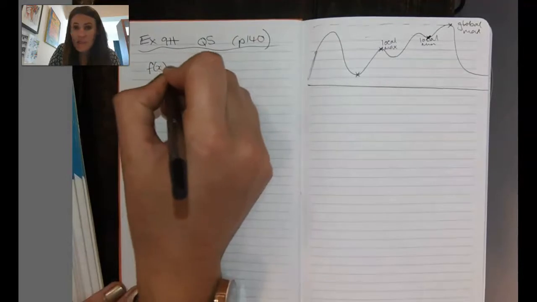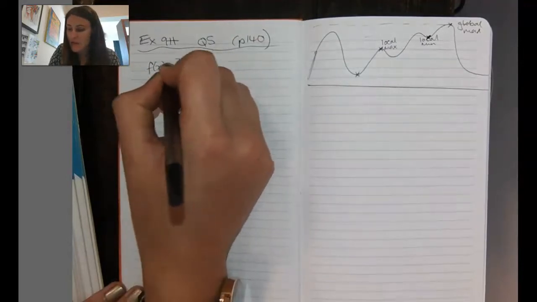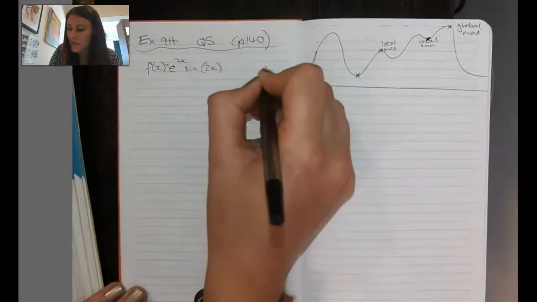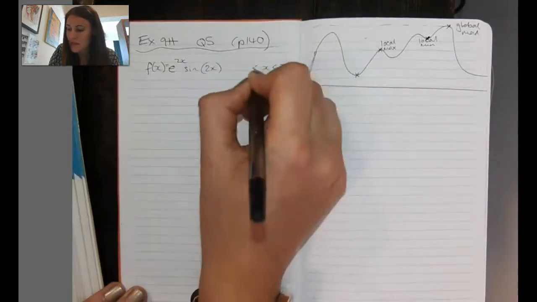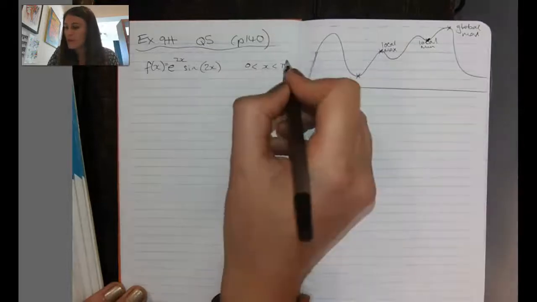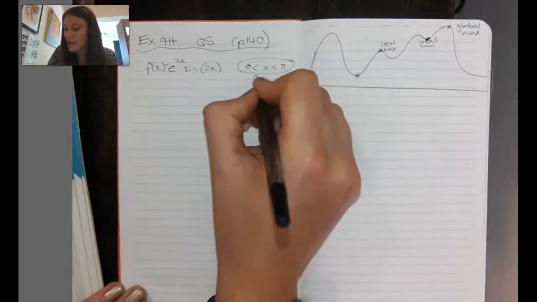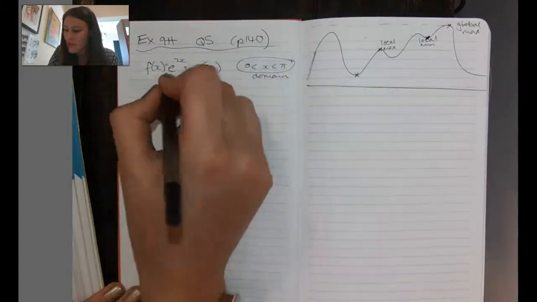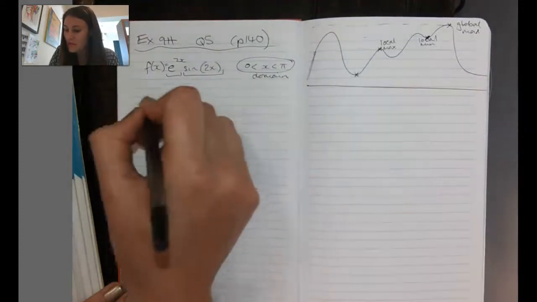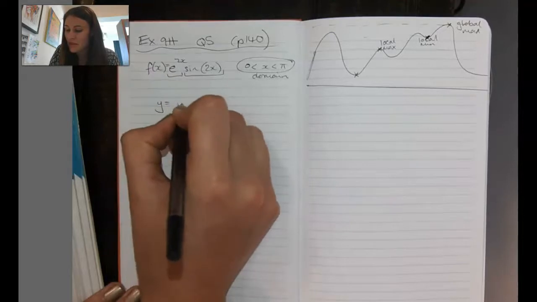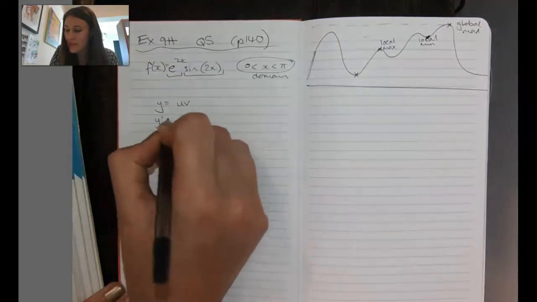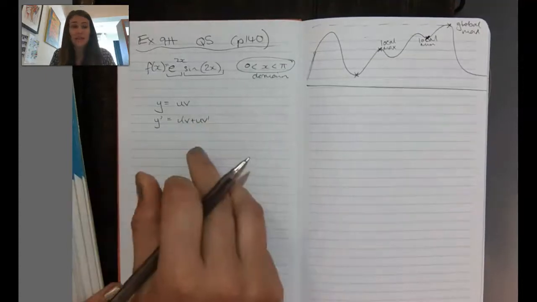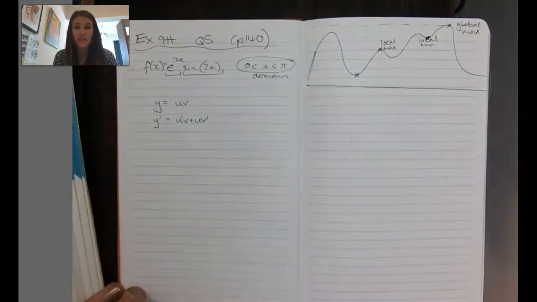So f of x is e to the power of 2x sine of 2x, and x is strictly between 0 and pi. So that's our domain, and that will be important. Now, here we have a product, so we're going to use the product rule. If y is uv, then y dashed is u dashed v plus uv dashed, where dashed means the differentiated function.